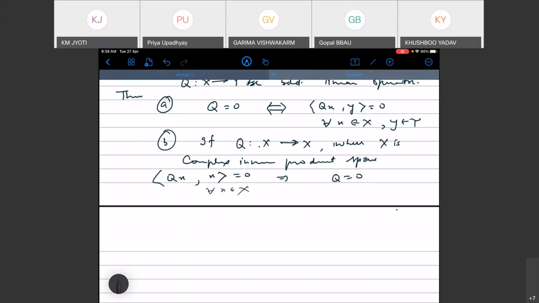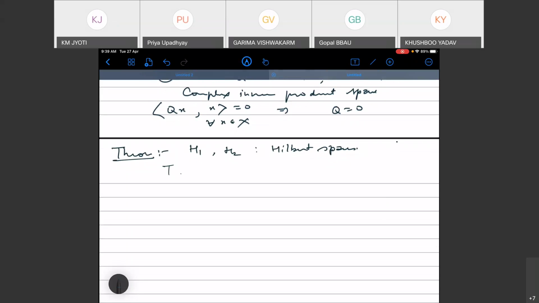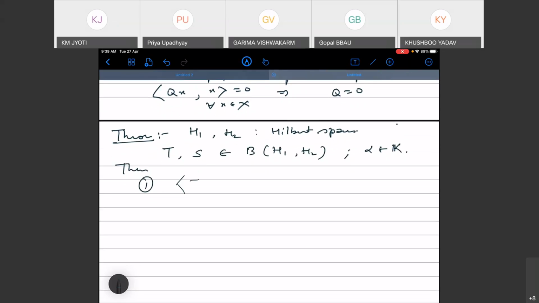Now let's see some properties of the Hilbert adjoint operator. So, theorem. Suppose we have two Hilbert spaces, H1 and H2, and T and S are two bounded linear operators from H1 to H2, and alpha is a scalar. Then number first, (T*y, x) is the same as (y, Tx) for all x in H1, y in H2. Do you see why this is true?